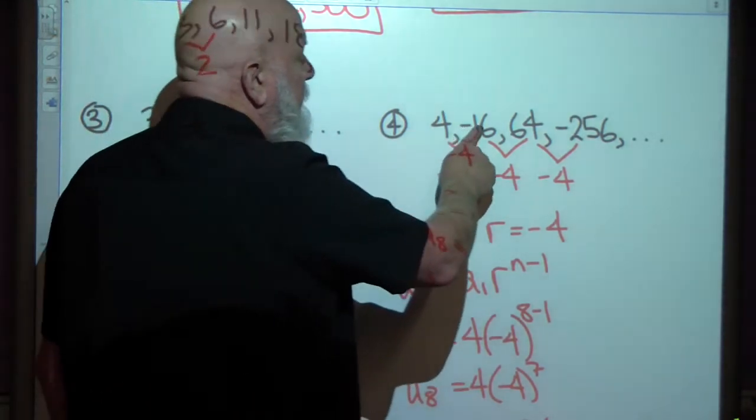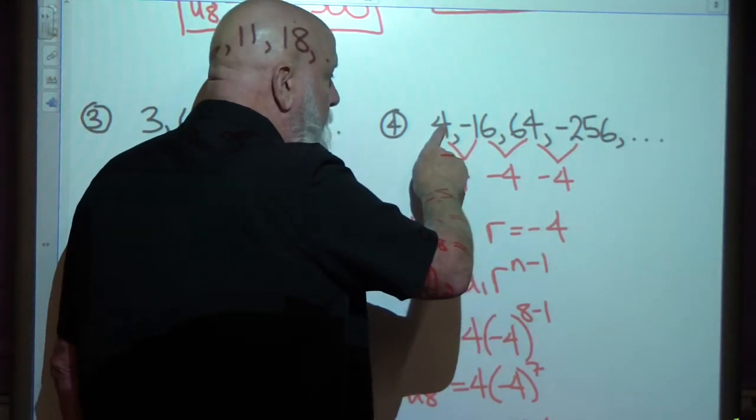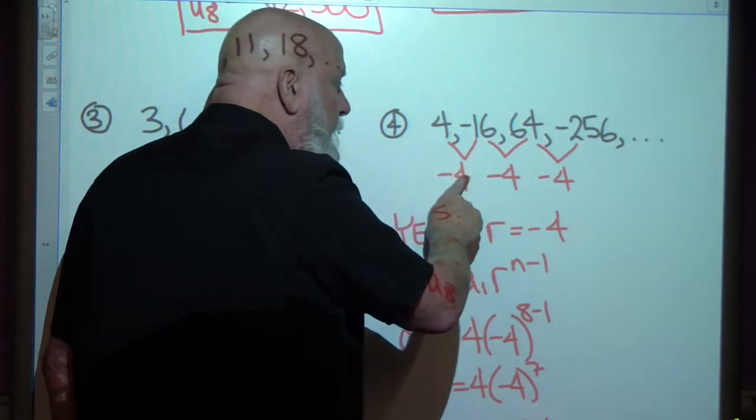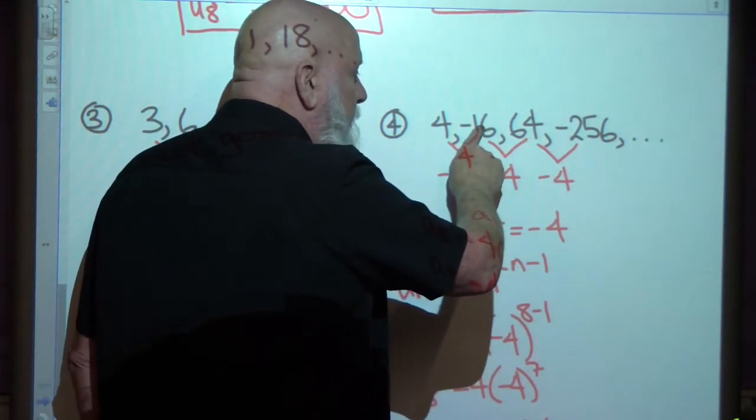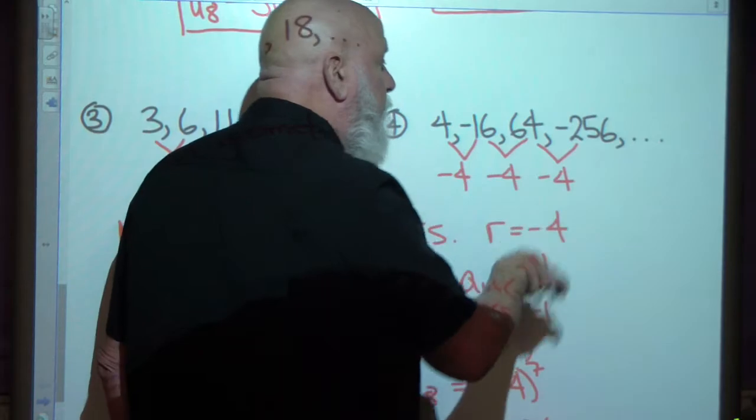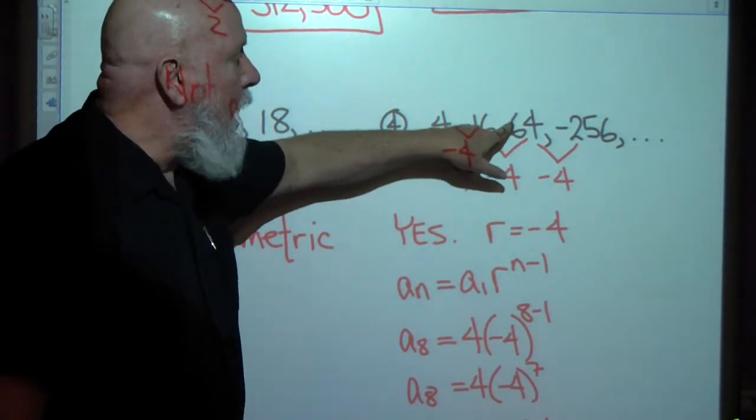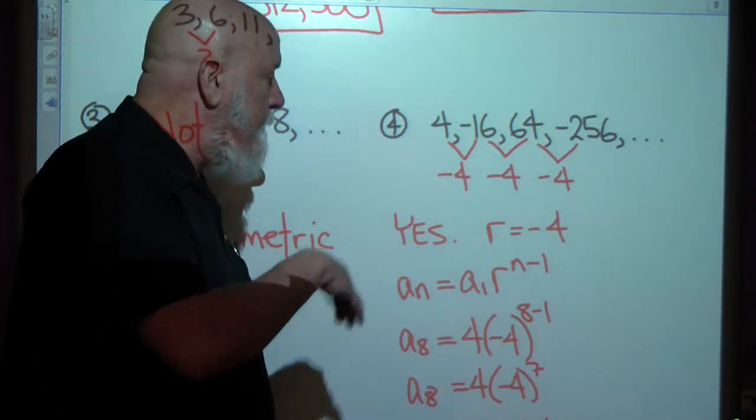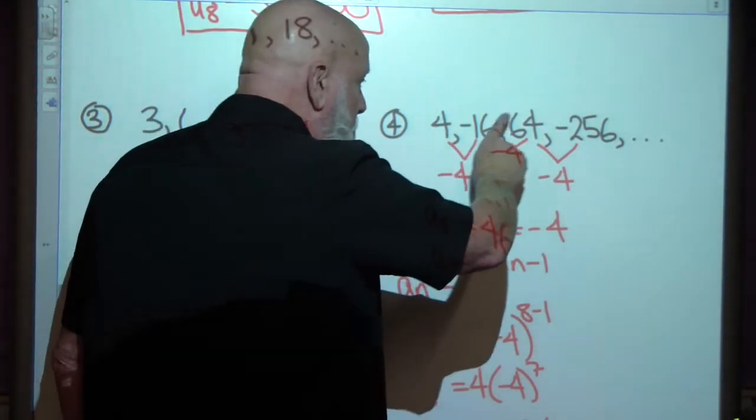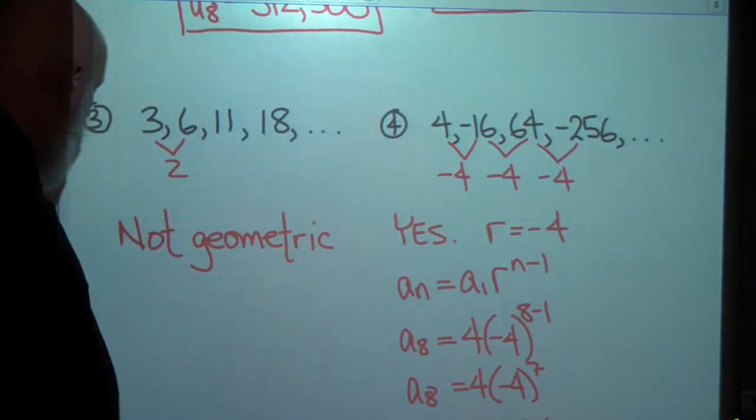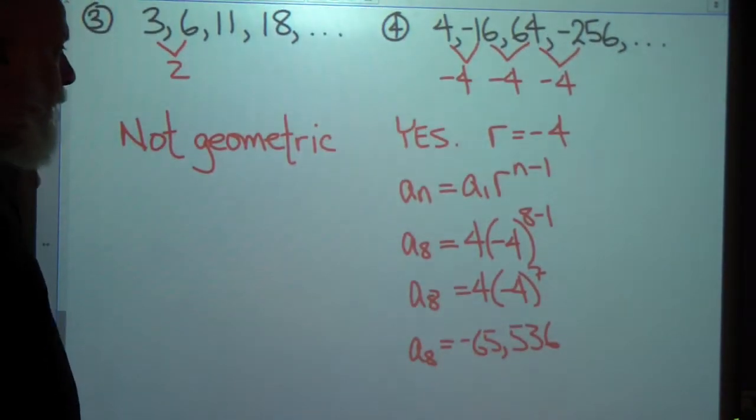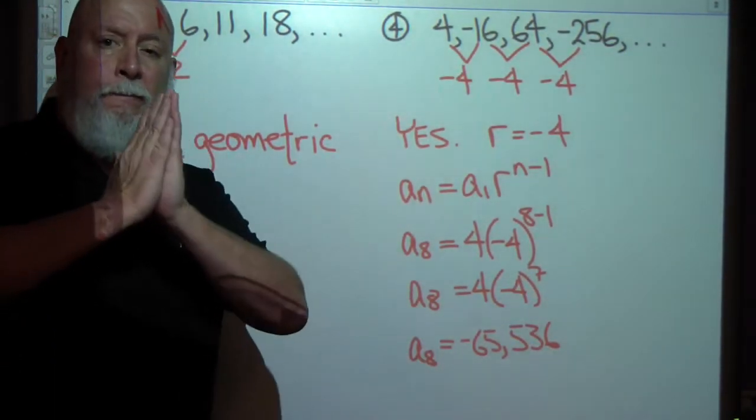I got that by dividing the second term by the first. So if I multiply the first term by the common ratio, I get the second. If I multiply that by the common ratio, I get the third, so forth and so on. If the common ratio is negative, the sign of your terms will vacillate between positive, negative, positive, negative. Okay? And that's basically what we're doing today. You can do this.